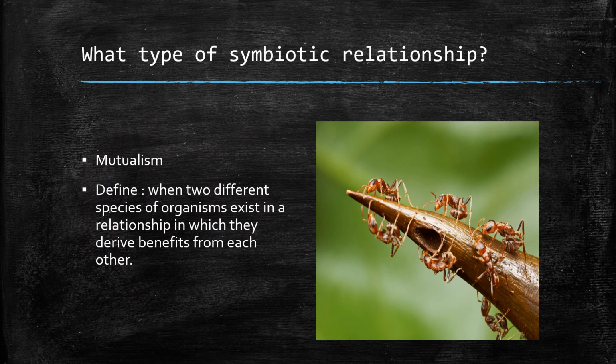What type of symbiotic relationship do the ant and the acacia tree have in common? They have a mutualism relationship. It is defined as when two different species or organisms exist in a relationship in which they derive benefit from each other.